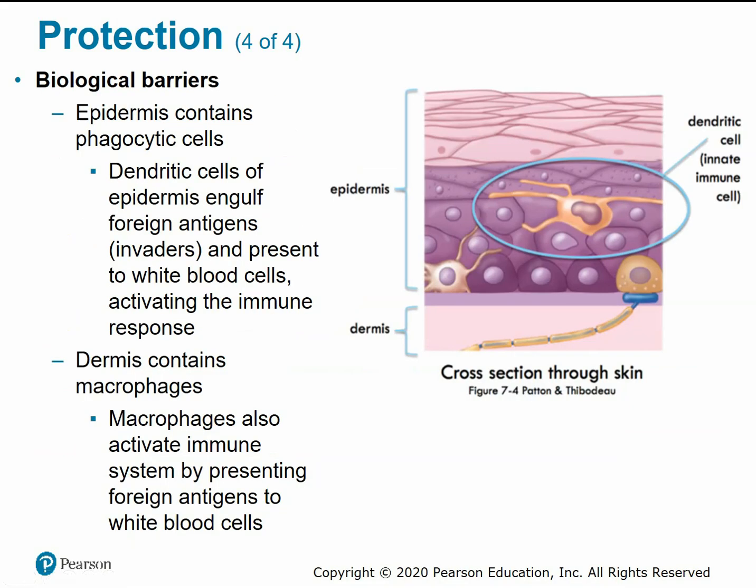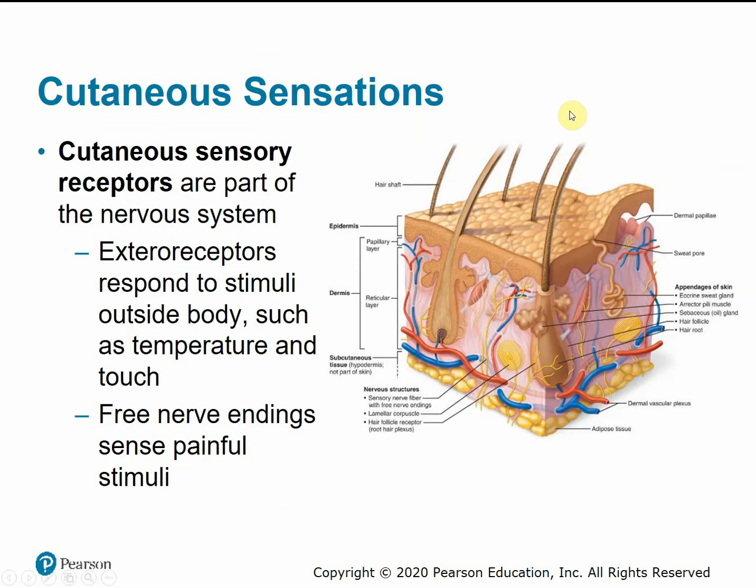So with biological barriers, we said we had the dendritic or the Langerhans cells within the epidermis, which are essentially macrophages or eating cells. So if they encounter any foreign invaders, they will engulf and eat them and potentially activate the immune system response. Another function of the skin was cutaneous sensation.